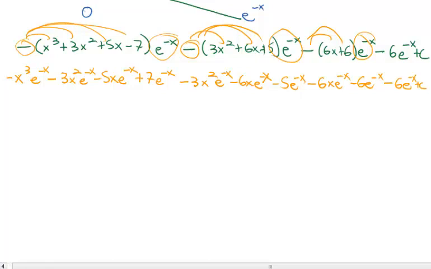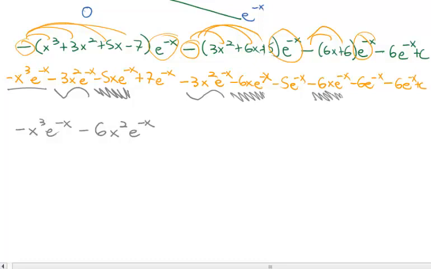Looking for like terms, we've only got a single x cubed here, so we've got negative x cubed e to the negative x. For x squared e to the negative x's, we've got negative 3, negative 3, which gives us a total of negative 6 x squared e to the negative x. For regular x's, we've got negative 5, negative 6, and negative 6. That's going to be negative 12x e to the negative x. For regular e to the negative x's, we've got 7, negative 6, and negative 6. That's going to be negative 5 e to the negative x plus a constant.